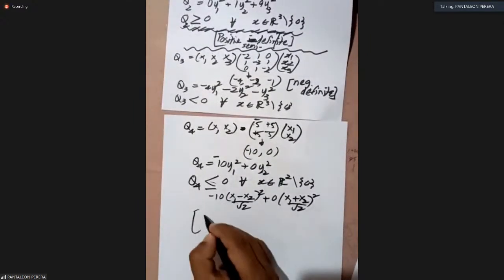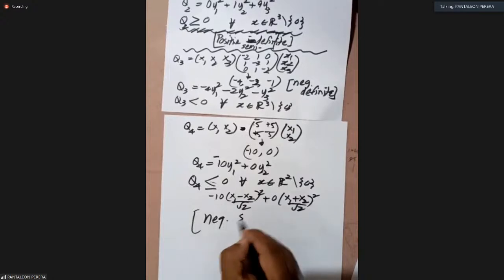Eigenvalues, they have... this is called negative semi-definite.